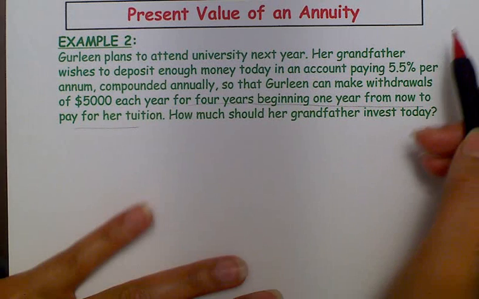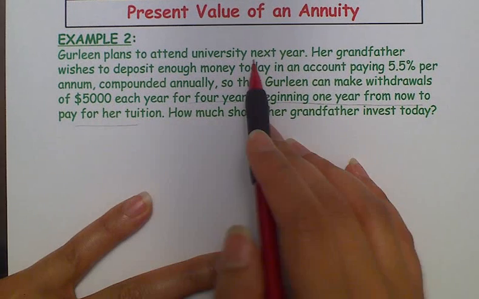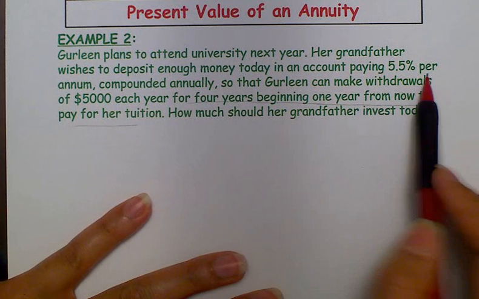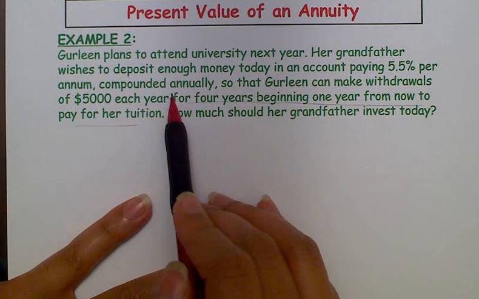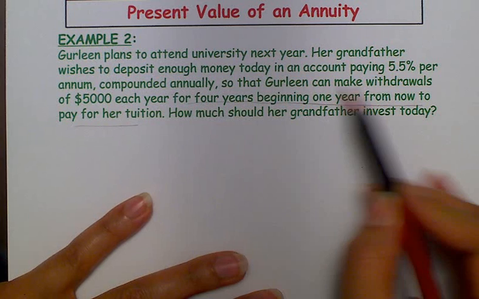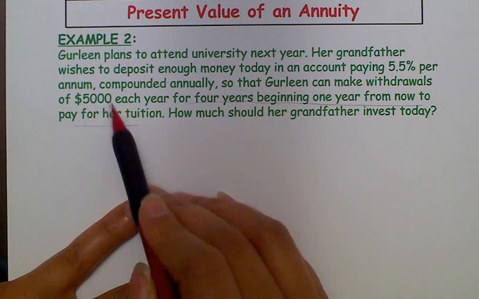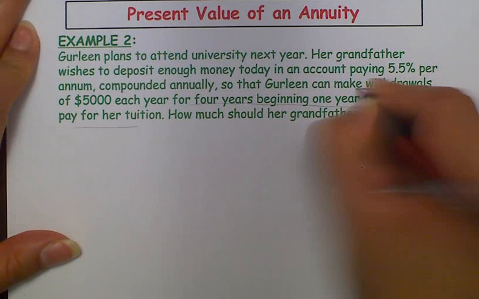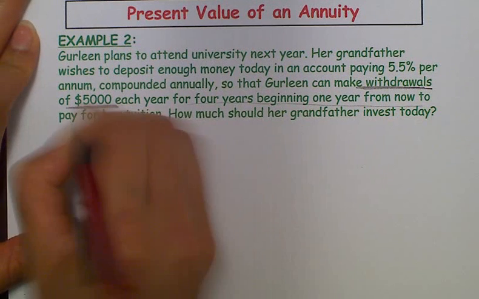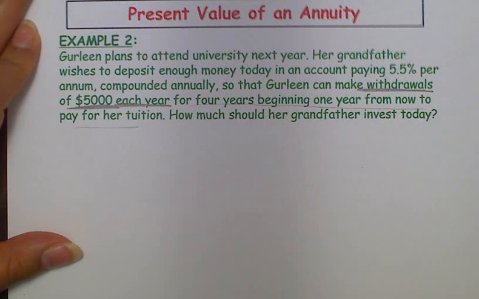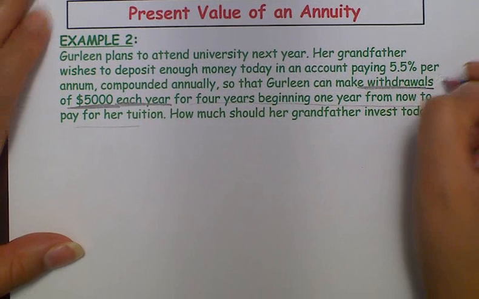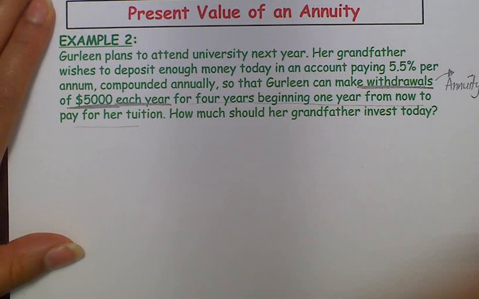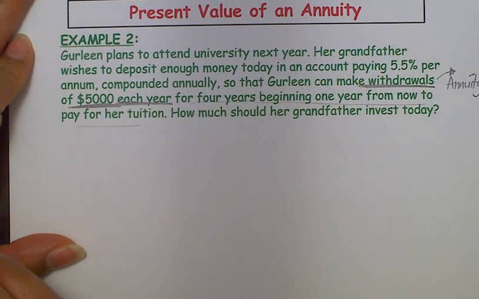Gerline plans to attend university next year. Her grandfather wishes to deposit enough money today in an account paying 5.5% per annum compounded annually so that Gerline can make withdrawals of $5,000 each year for 4 years. The fact that Gerline is going to be making withdrawals of $5,000 each year for the next 4 years indicates that this is an annuity. She's making regular withdrawals at regular intervals. Every year she's going to withdraw $5,000.